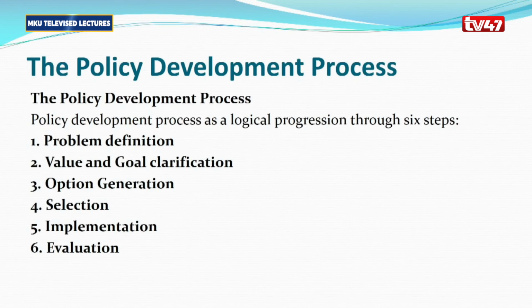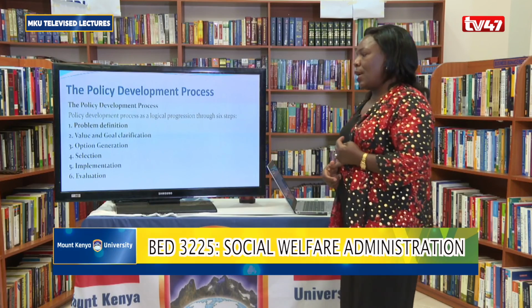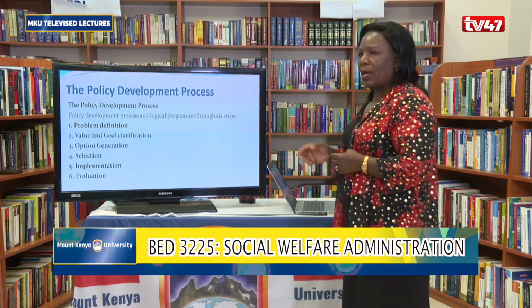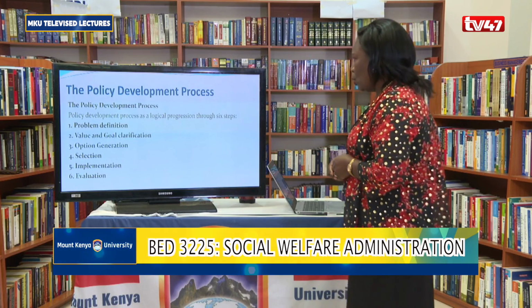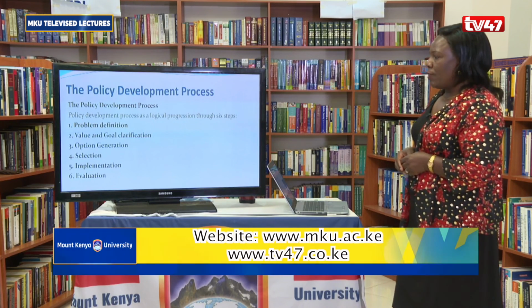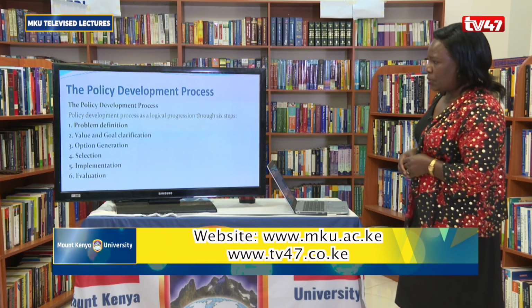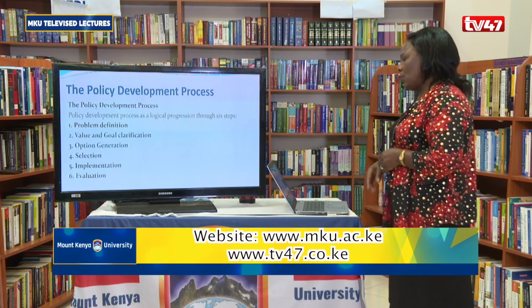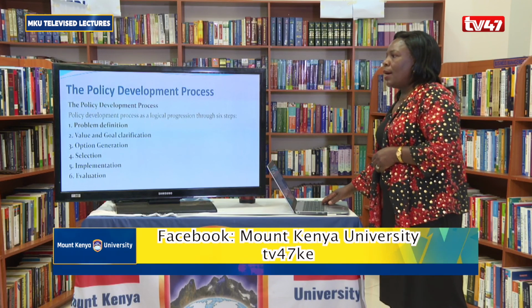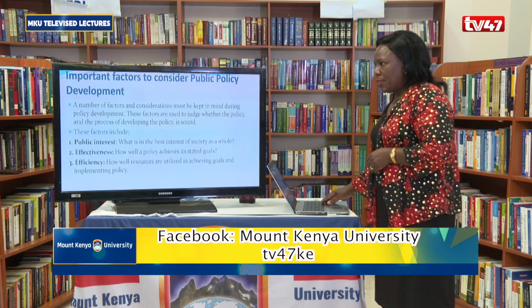Then we have the selection. We are able to select among all those options. After we select, then there is the implementation. And when we carry out activities, then we are actually able to do the evaluation. So 6 of them: problem definition, value and goal clarification, option generation, selection, implementation, and evaluation. There we have it, the process of policy development.